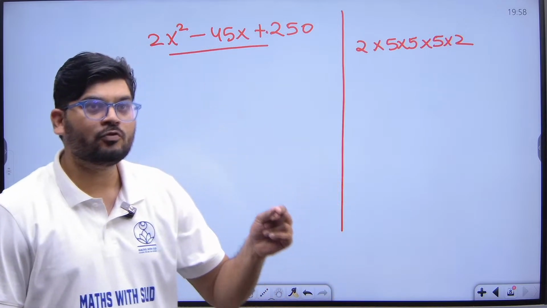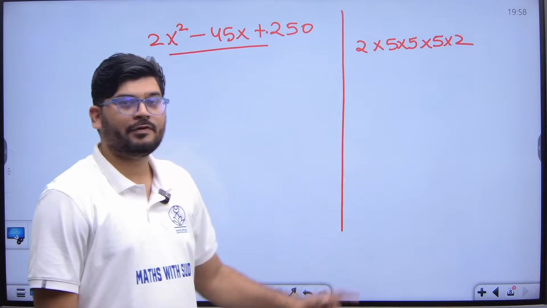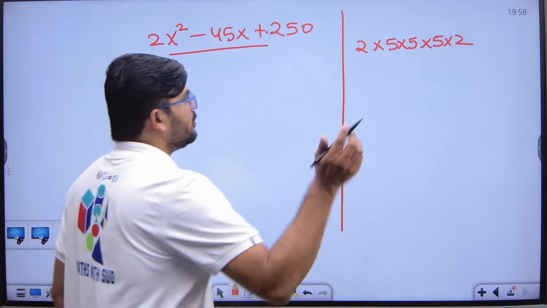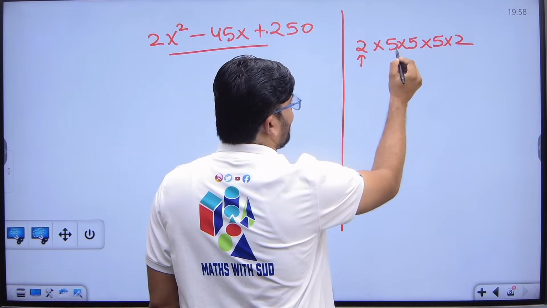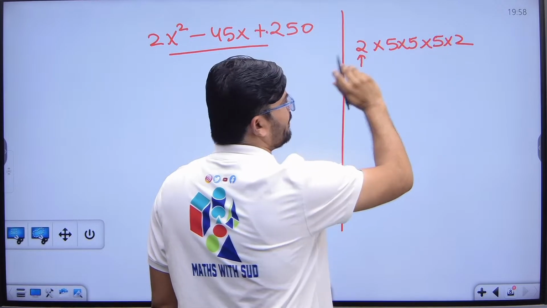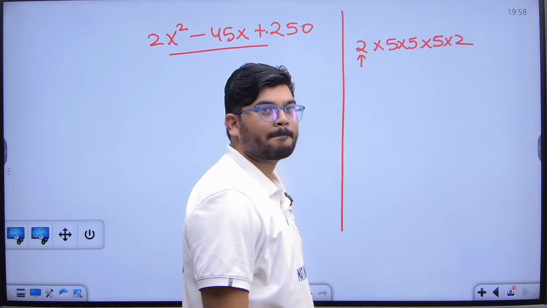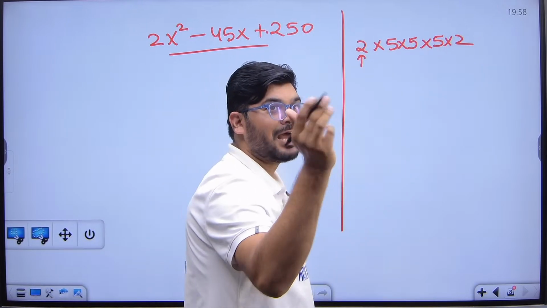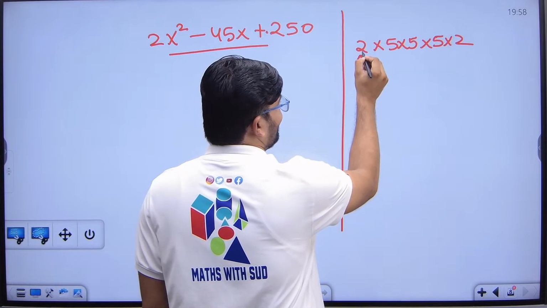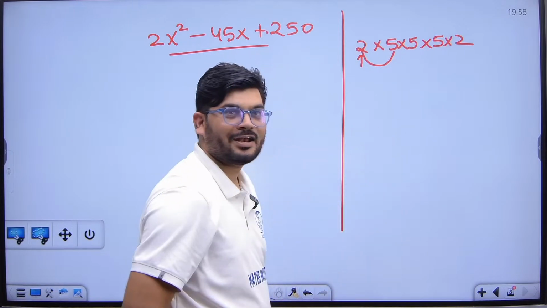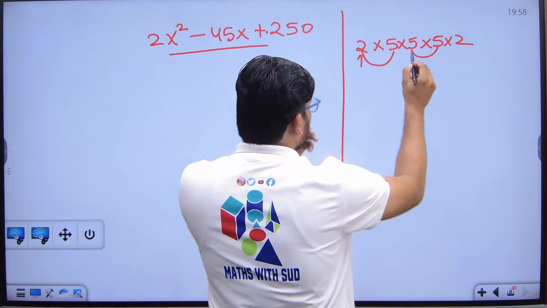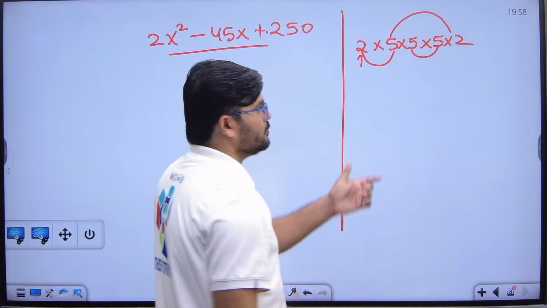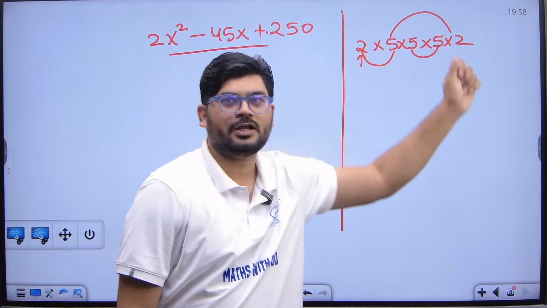You have to think of two numbers which add up to give you 45, within these numbers only. So let us start with 2. If the first number is 2, what is the other number? How about 20 plus 25? But how did you get that? So that's what I am going to tell you. 2 into 5 is 10, and 5 into 5 is 25. So 10 into 2 is 20. So you are getting two numbers, 25 and 20.